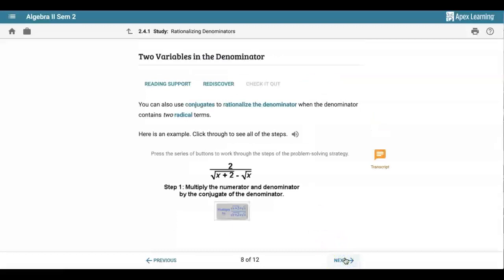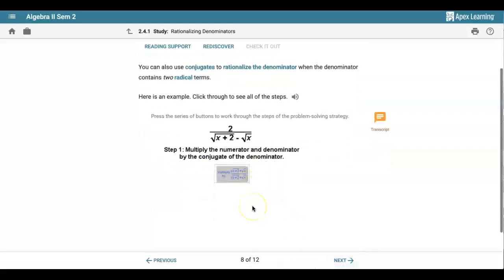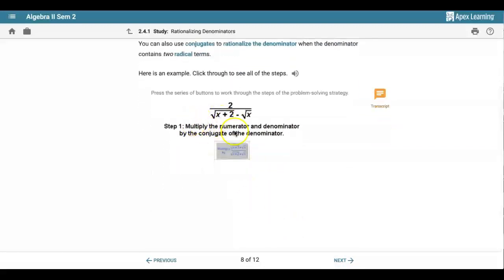All right, so moving forward here, if I have 2 radical terms in the denominator, guess what? I'm going to use the exact same process. I'm just going to use the conjugate of my denominator still, and I can do that with 2 radical terms. So first off, step 1, multiply the numerator and denominator by the conjugate of the denominator. The conjugate for this would be square root of x plus 2. Instead of this minus symbol here, it's going to be a plus square root of x.